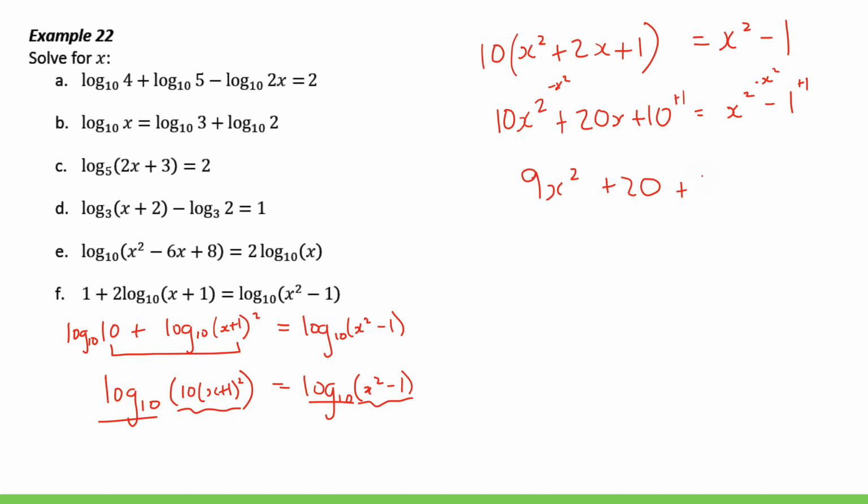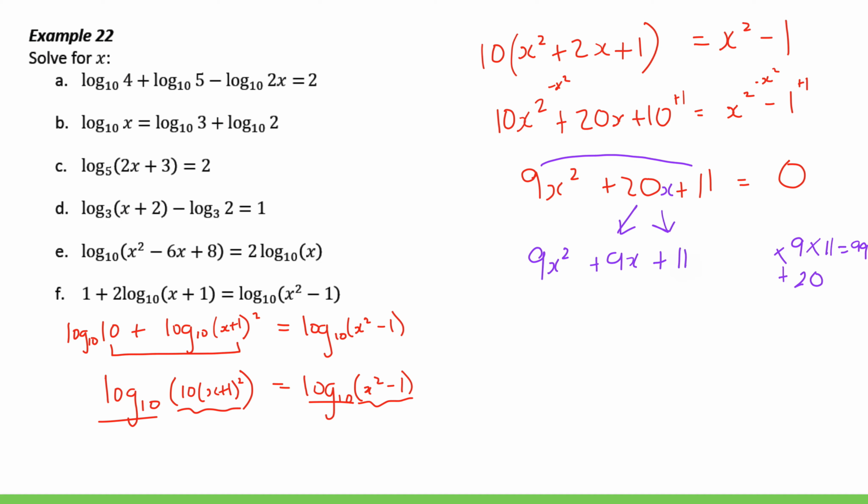Because this is a non-monic quadratic, what I have to do is think of two numbers that multiply to give me 9 times 11, which is 99. So two numbers that multiply to give me 99, add to give me 20. Those two numbers will be 9 and 11. Sorry, there's meant to be an x here. So I can rewrite this as 9x squared plus 9x plus 11x plus 11. Collect the like terms and factorize by grouping.